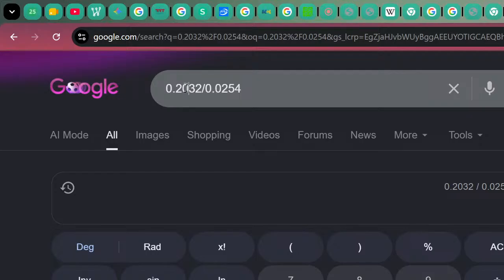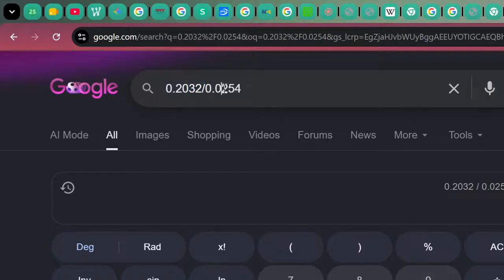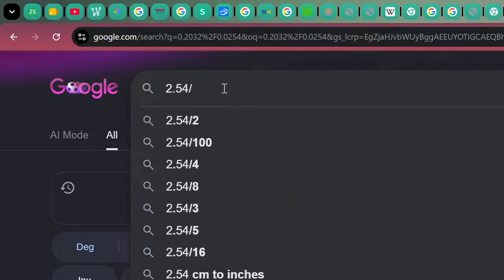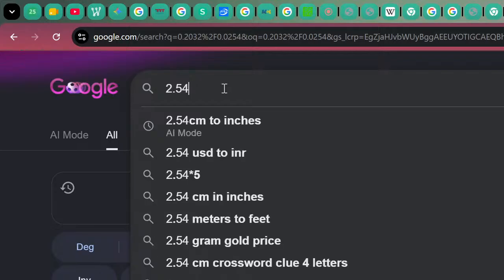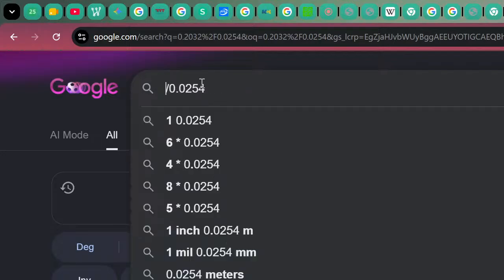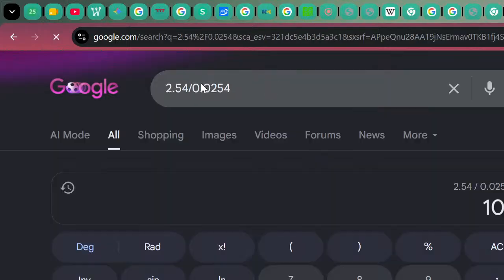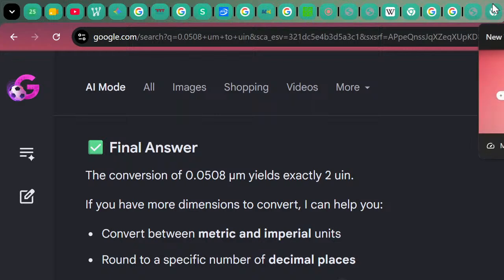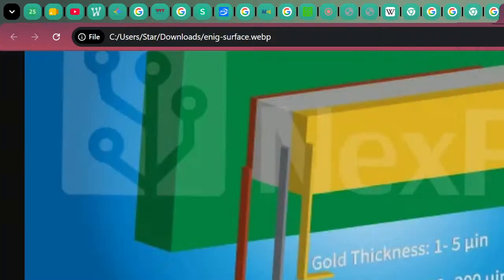Now one more thing, we will calculate for nickel. For nickel, I told you it is 2.54 micrometers. Now if we convert 2.54 micrometers into micro inches, so I'm just replacing the upper value, 2.54 micrometer is 100 micro inches. For nickel, he mentioned the thickness is 100 micro inches, and the upper value he mentioned 200.